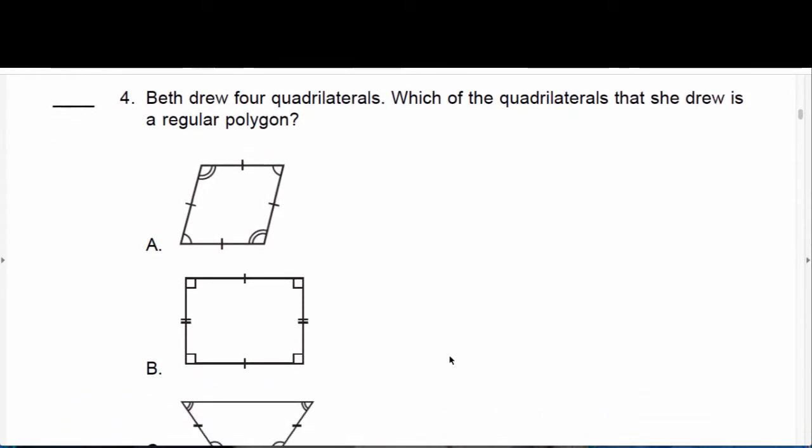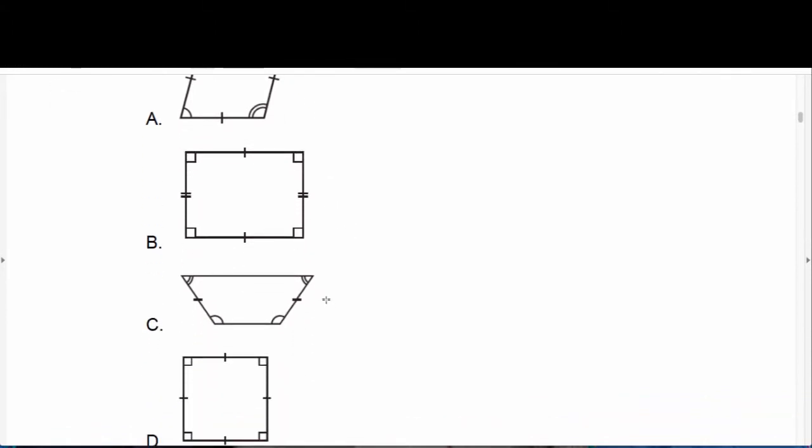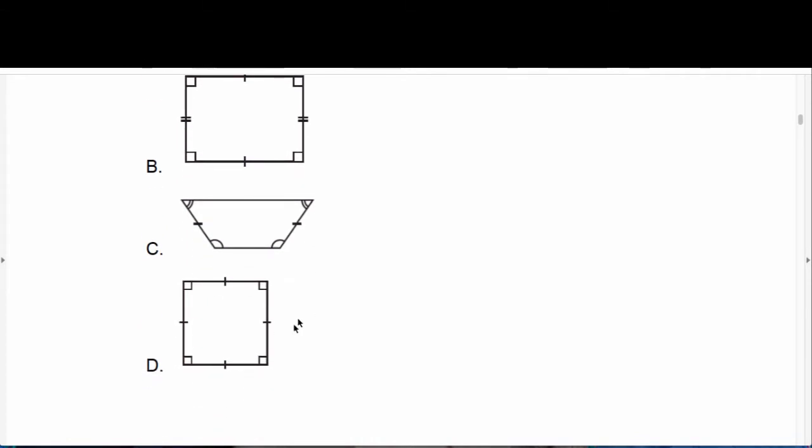Question 4. Beth drew 4 quadrilaterals. Which of the quadrilaterals that she drew is a regular polygon? A, B, C, or D?